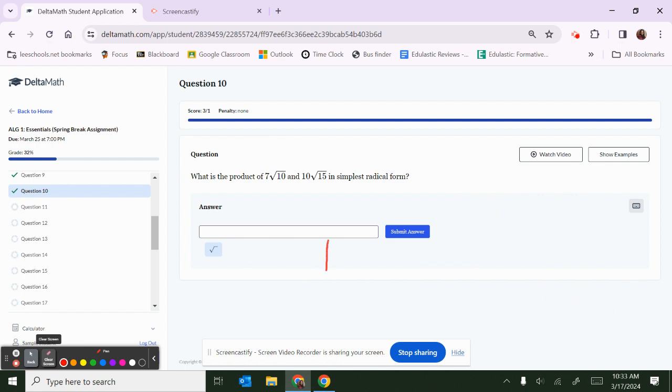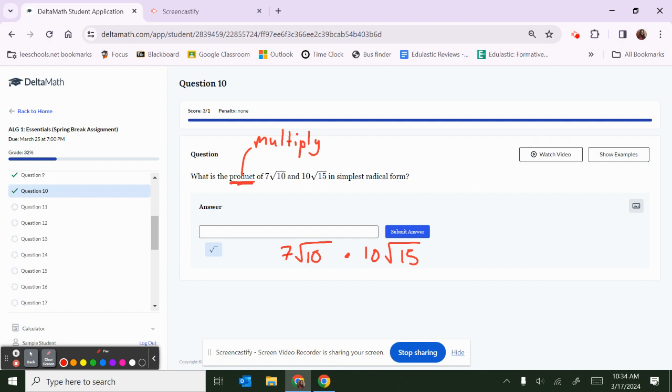So it says, what is the product of these? I have 7 square root 10, and we need to find a product, and product means you multiply. So I'm multiplying 7 rad 10 by 10 rad 15.